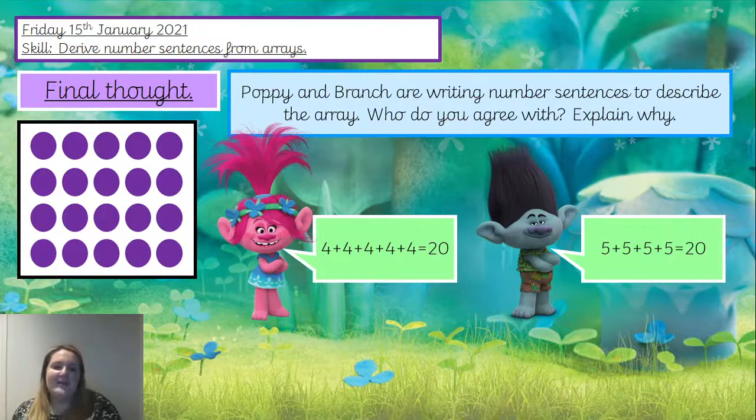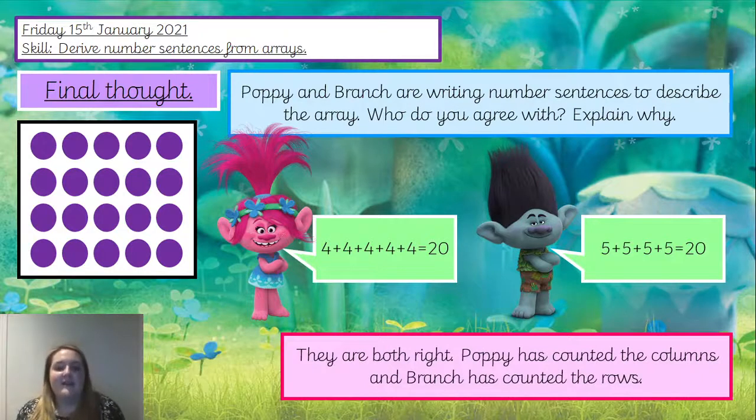Okay, well done if you spotted it was a bit of a trick question because they are both correct. Poppy has counted the columns and Branch has counted the rows. So both Poppy and Branch are describing the array.